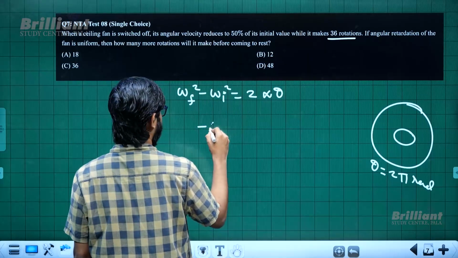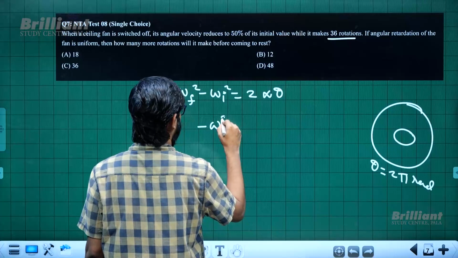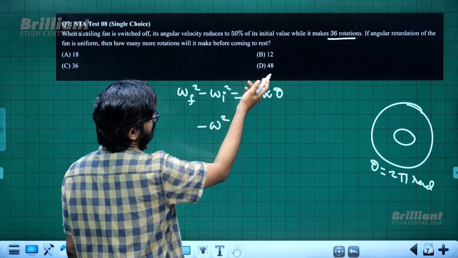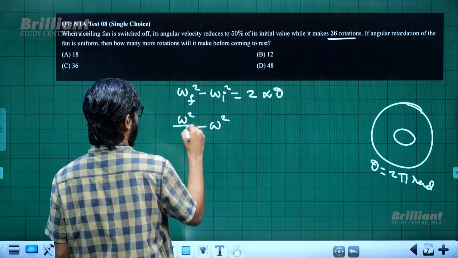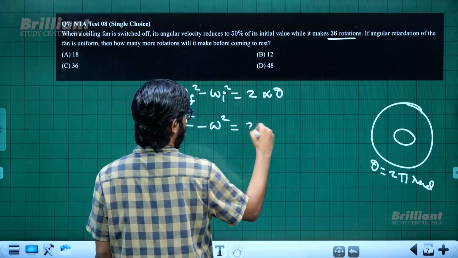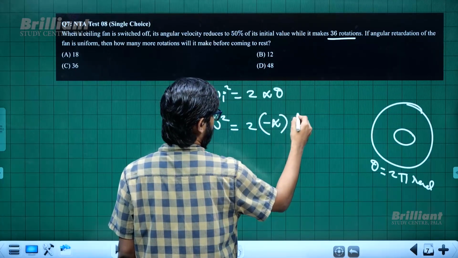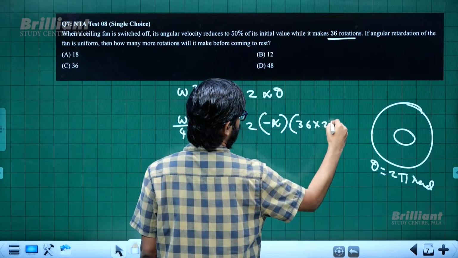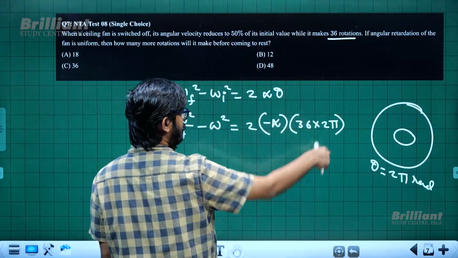Let me say omega initial is omega naught or like omega. So what is happening? Angular velocity is becoming 50% of its initial value, so it will become omega by 2. So omega by 2 whole square will be omega square by 4, which equals 2 times angular acceleration, here negative, into theta. Theta is how much? 36 times 2 pi radians. One rotation is 2 pi radians, 36 rotations, 36 into 2 pi radians.